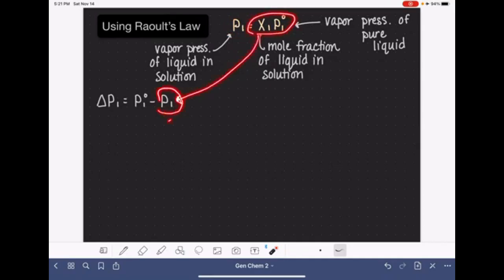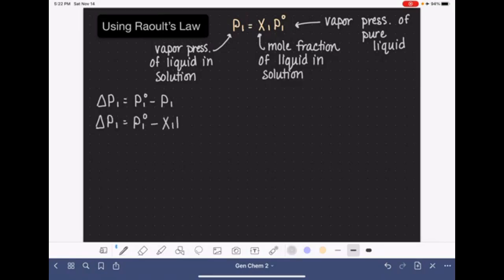Instead of writing P1, I'm going to use Raoult's law to write something different in this place. So I'm going to get the change in the vapor pressure for this molecule number 1. It is equal to the vapor pressure of the pure substance minus the mole fraction times the vapor pressure of the pure substance. Now, right now, it might not seem that we're doing anything useful, but just bear with me and you will see that this is about to get useful.